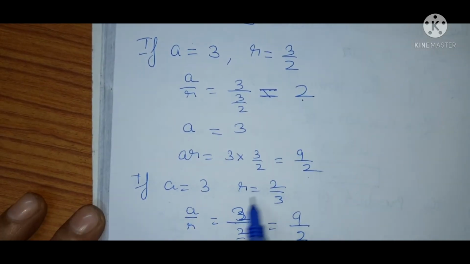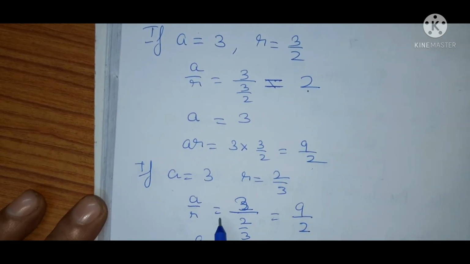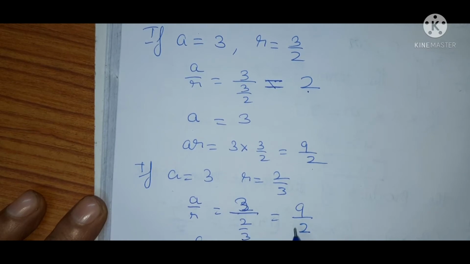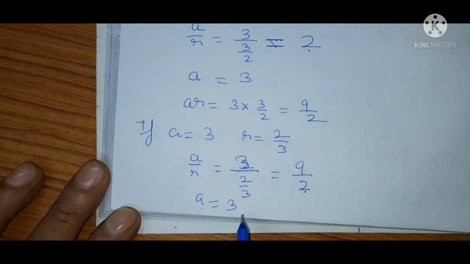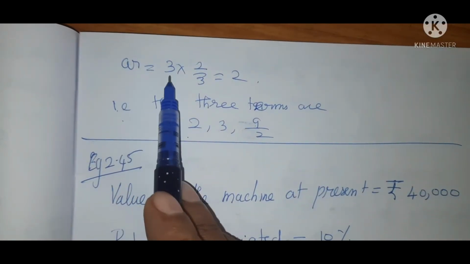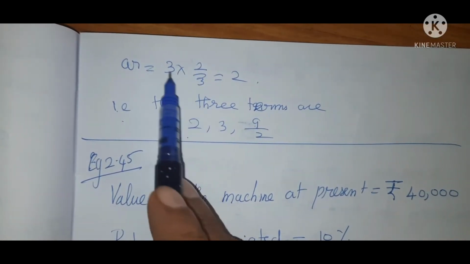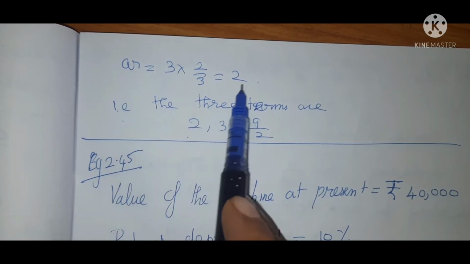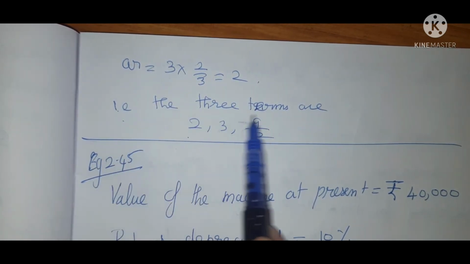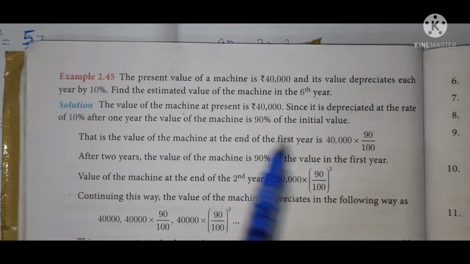If A is 3, R is 2 by 3: A by R is equal to 3 by 2 by 3, we get 9 by 2. A is 3. AR is equal to 3 into 2 by 3, 3 cancels, we get 2. That is, the 3 terms are 2, 3, 9 by 2.